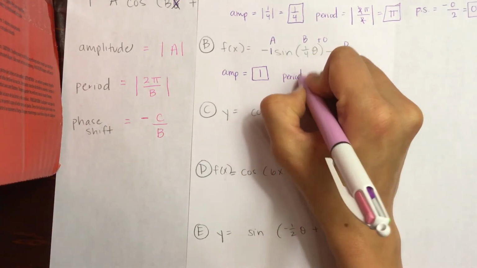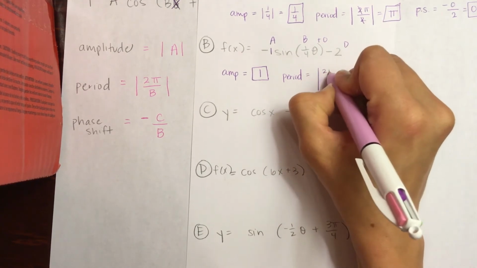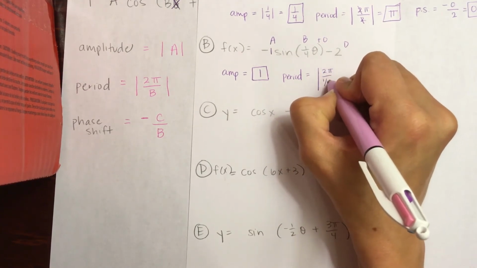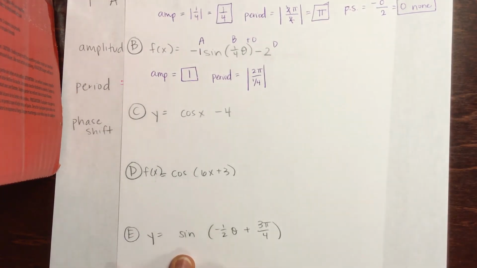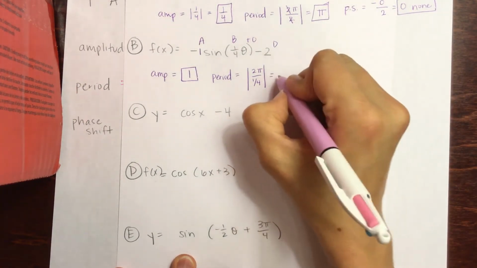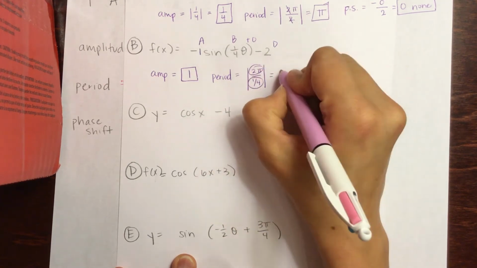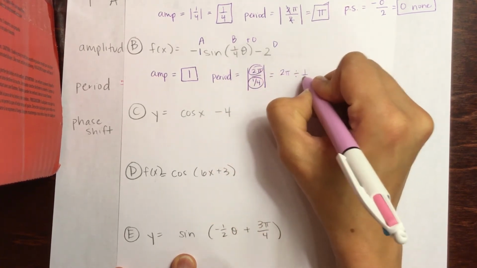2 pi over b. This is where you have to get good at keep, change, flip, or dealing with fractions. It's an absolute value, but honestly that doesn't matter because we have positive numbers here anyhow. So I'm going to write it as top divided by bottom.